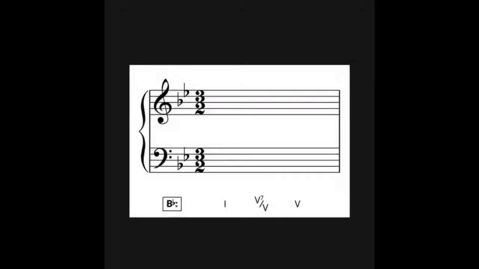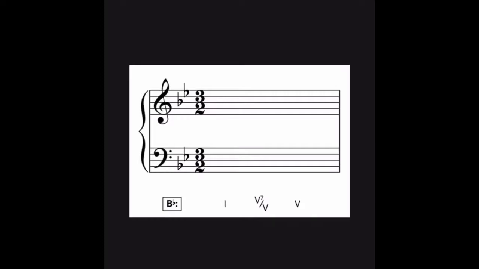Hello. Now that we've learned the basic concepts of the secondary dominant, today we're going to put them in the context of SATB 4-part writing. So, as you can see, I prepared a little example here. Just a very short progression, 3 chords in the key of B flat major.